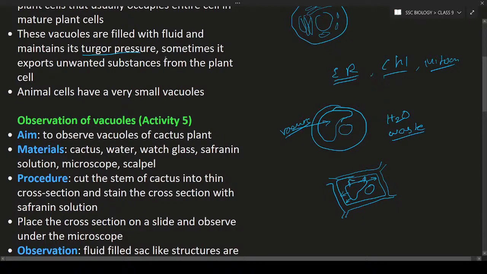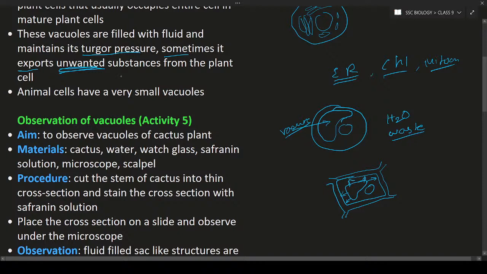Sometimes it is also going to export unwanted substances. What is meant by unwanted? Unwanted means not required by the plant. The plant doesn't require these components, so they are known as unwanted substances, and they are removed from the plant. Now, how is the plant going to remove unwanted substances?